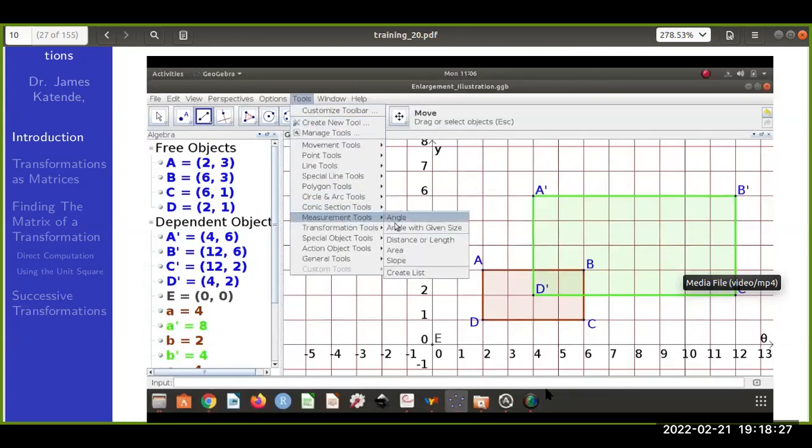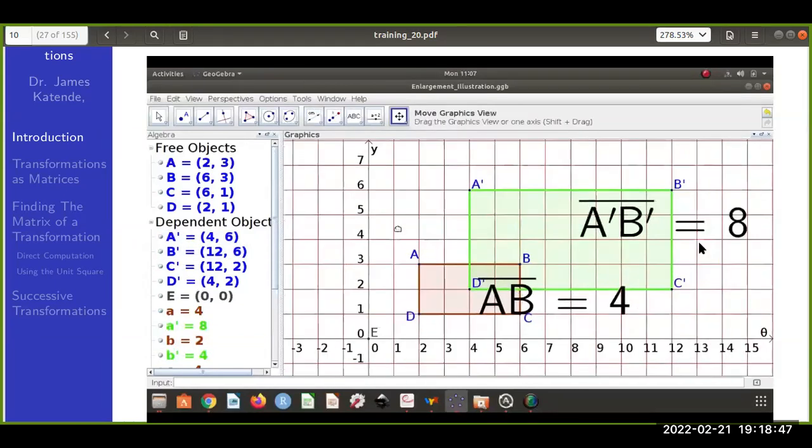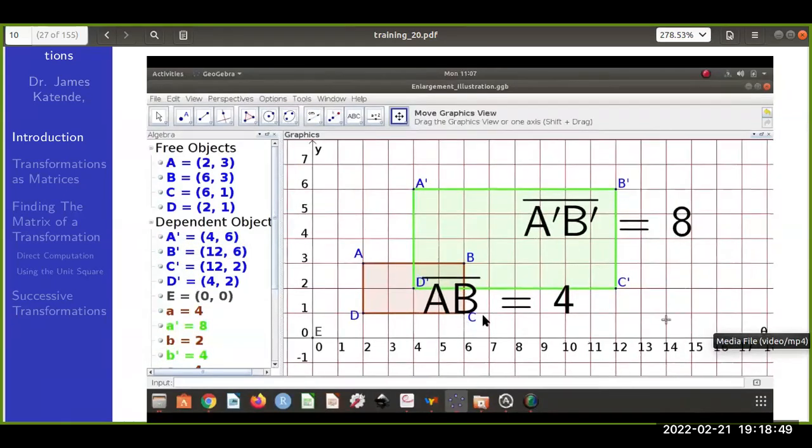So you can measure the distance on GeoGebra just to check what happens if you measure from A to B. Because the scale factor is 2, the corresponding side should be twice this on the image. So we need to measure A prime to B prime, and you will see that it will be equal to twice this, and it's actually 8 units. So the scale factor is 2. 8 over 4 will give you 2. So the same is true for all the other sides.